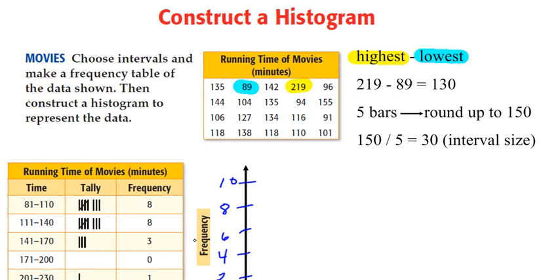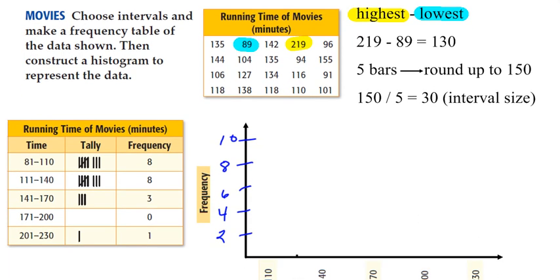Here's our first problem. Here's the data table that's given to us of the running time in minutes of different movies. In this example, they already give us the intervals, but I also want to teach you how to find the intervals over here on the right if you are not given them. You need to be able to come up with that if you don't know how. And remember, these intervals have to have equal spacing.